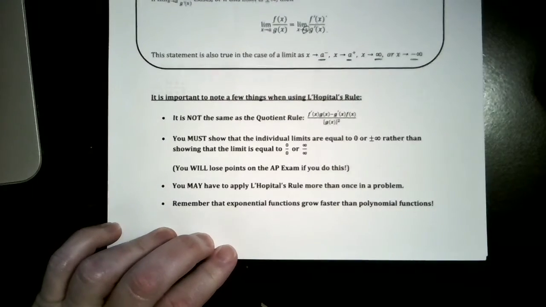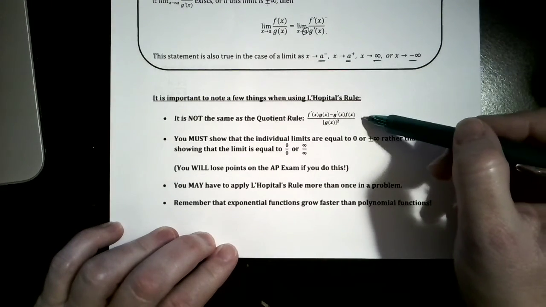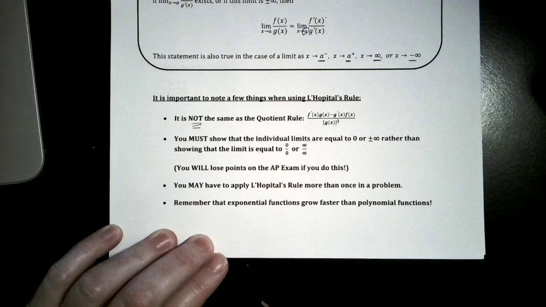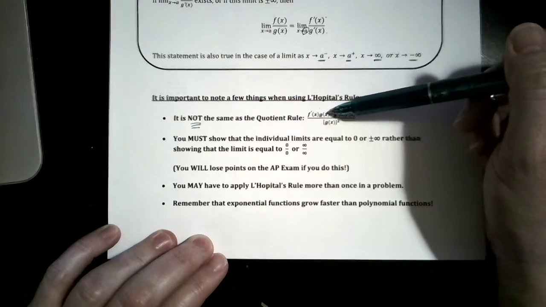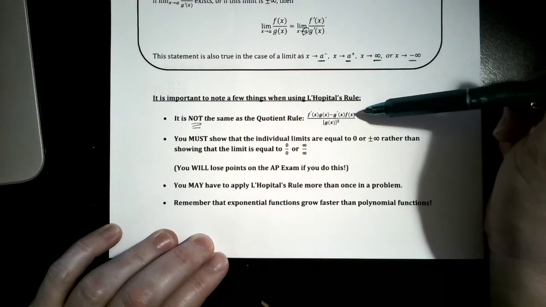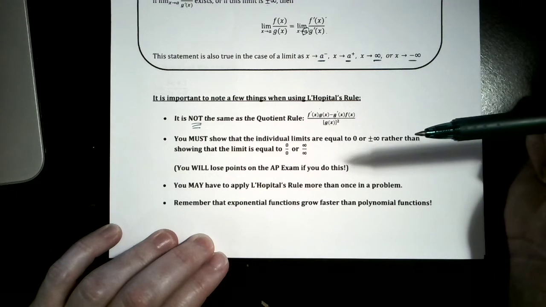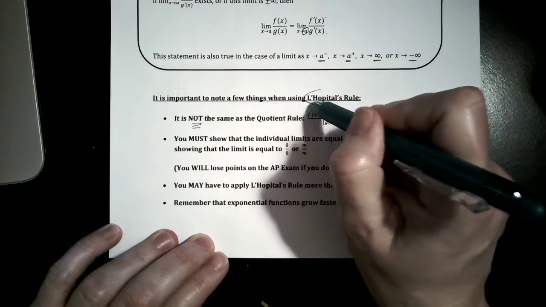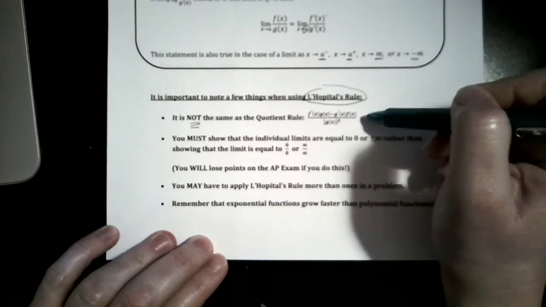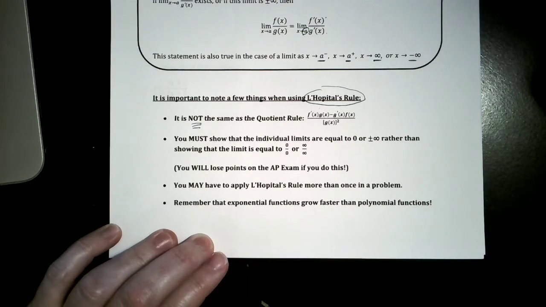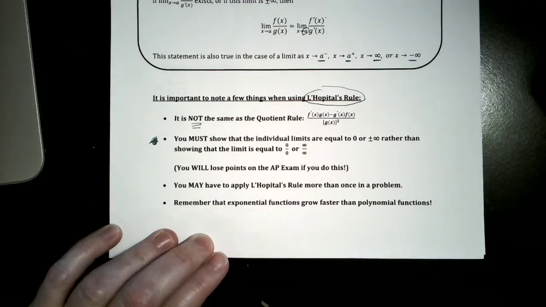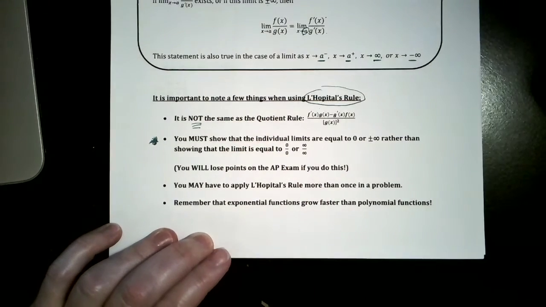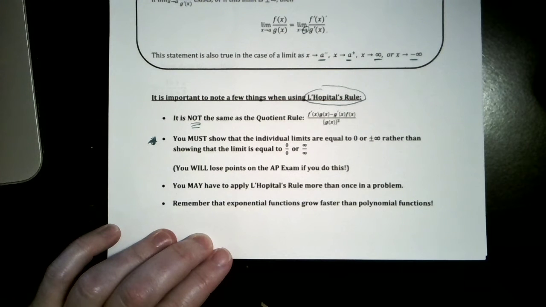Some things to keep in mind in regards to the AP exam. It is not, I repeat, it is not the same as the quotient rule. Remember, the quotient rule says the derivative of the top times the bottom minus the derivative of the bottom times the top, all over the denominator squared. When you are applying L'Hopital's rule, it is not the same thing as doing the quotient rule. This is a huge one. I would imagine that this is probably going to show up in one of the two free response questions on this year's AP exam.